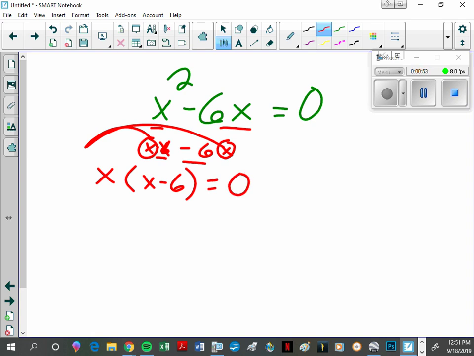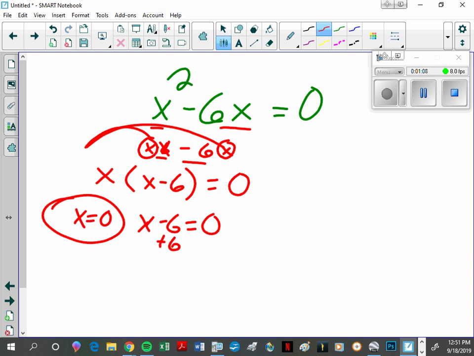So for every x, you write equals 0. x equals 0, and x minus 6 equals 0. First one's already done, and the other one you add 6, and you end up with x equals 6. So the answers are 0 and 6. Okay.